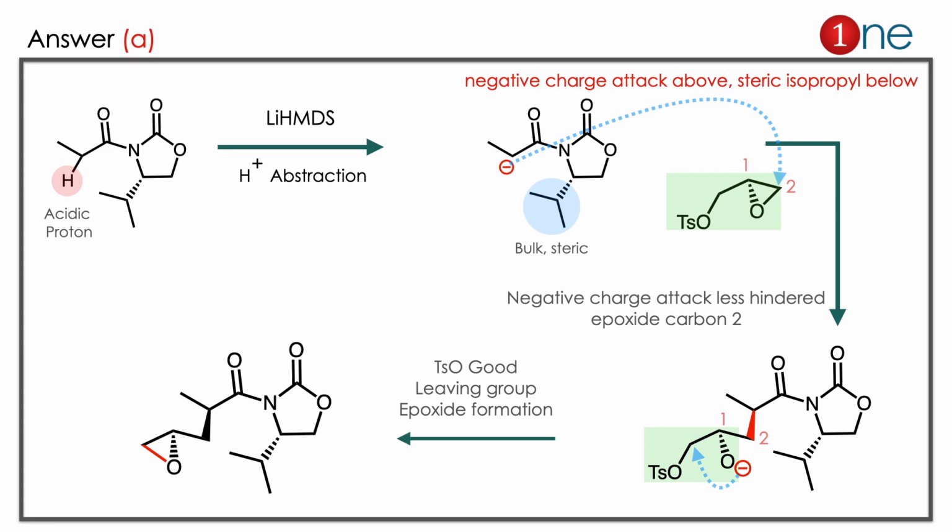The answer is A. Let us see how. The starting material contains an acidic carbon. You are using lithium HMDS, so proton abstraction will happen. You can write it as the enolate form, but this will be simpler to understand, so I have written it as an anion.